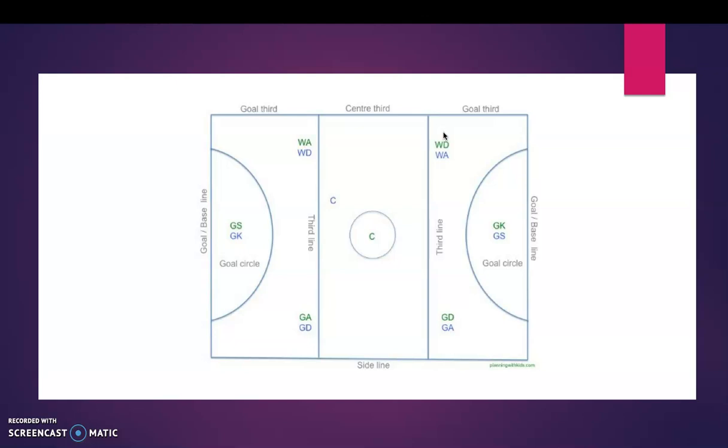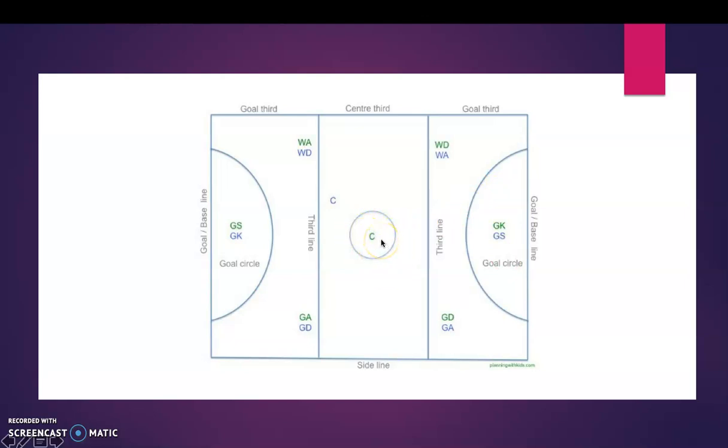This is where they are allowed, sorry. They are allowed in the centre and defensive thirds, however not in the goal circle. So this wing defence here would be allowed in this bit and this bit around here, but not into this goal third here.